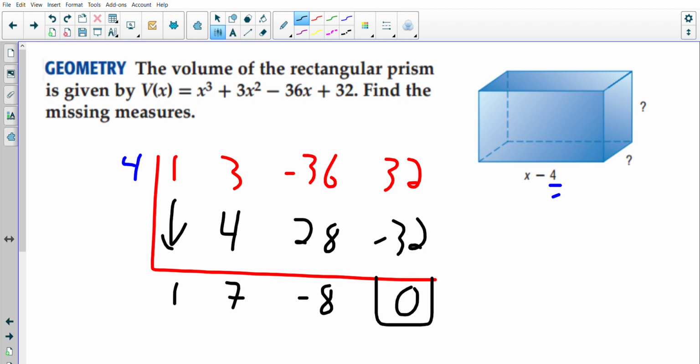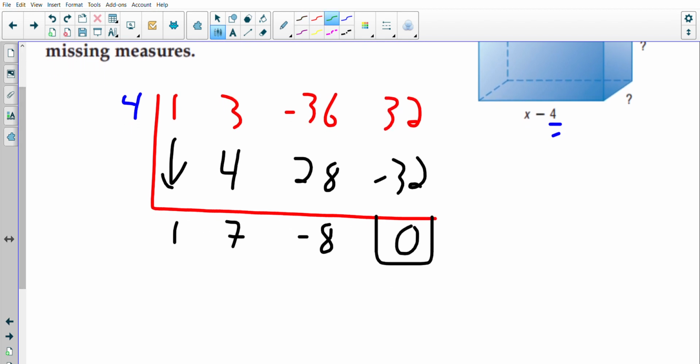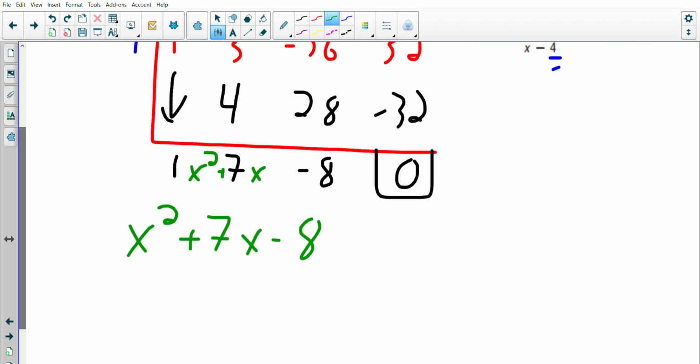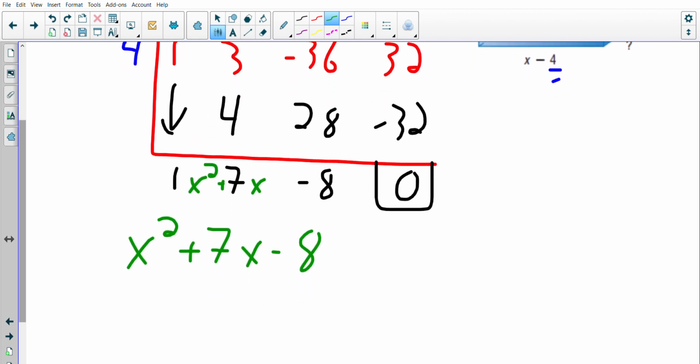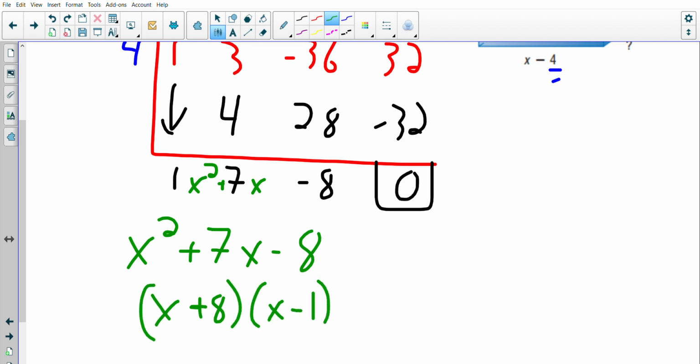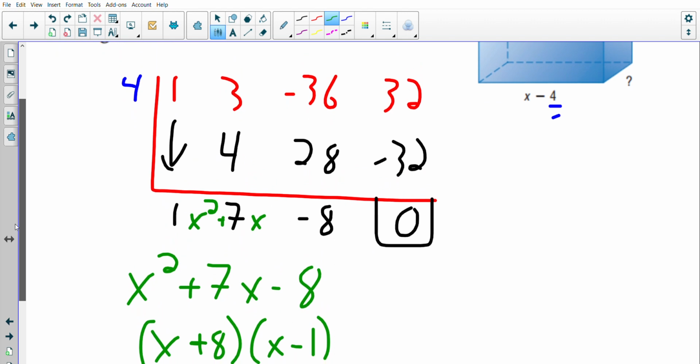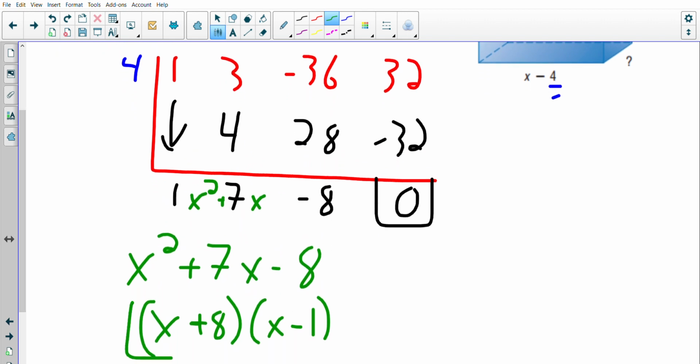We know that now. So now, once again, it drops down to x squared plus 7x minus 8. So x squared plus 7x minus 8. And here, because we're factoring masters, we know it factors into x plus 8 and x minus 1. Okay, so those are our missing sides. And we are done.